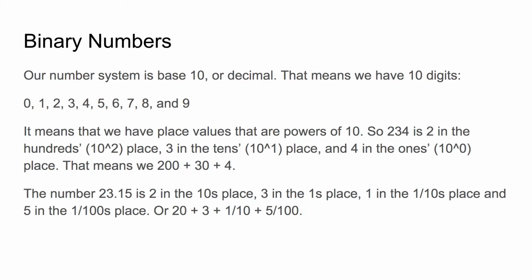So our number system is base 10 or decimal. That means we have 10 digits, 0, 1, 2, 3, 4, 5, 6, 7, 8, 9. And our place values are powers of 10. So 234 is 2 hundreds, 3 tens, and 4 ones. The number 23.15 is 2 in the tens place, 3 in the ones place, 1 in the tenths place, and 5 in the hundredths place. So it's 23 and a tenth and 5 hundredths. And you all know this. This is stuff that you learned in elementary school.